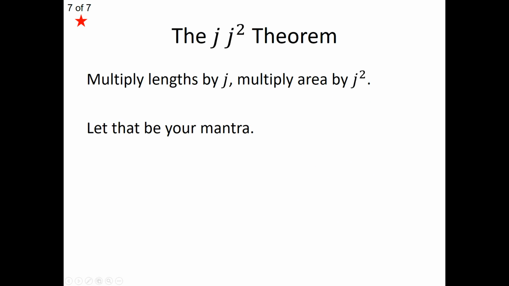So we have a kind of mantra for ourselves. This is what we call the j squared theorem: when we multiply lengths by j, we multiply areas by j squared. So we multiply lengths by j, we multiply areas by j squared. Let that be your mantra.